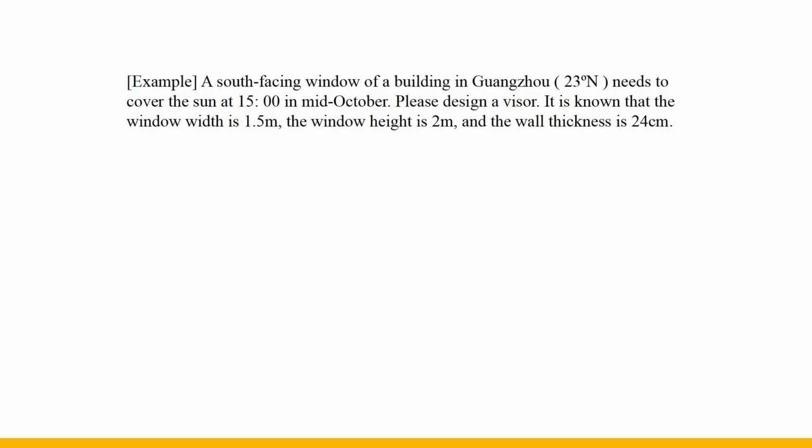Next, let's do an exercise. Design a shading board for a north window of a building in Guangzhou. It is required to shade the sunlight at 3 p.m. in mid-October. It is known that the window width is 1.5 meters, the window height is 2 meters, the wall thickness is 24 centimeters, and the north latitude is 23 degrees.